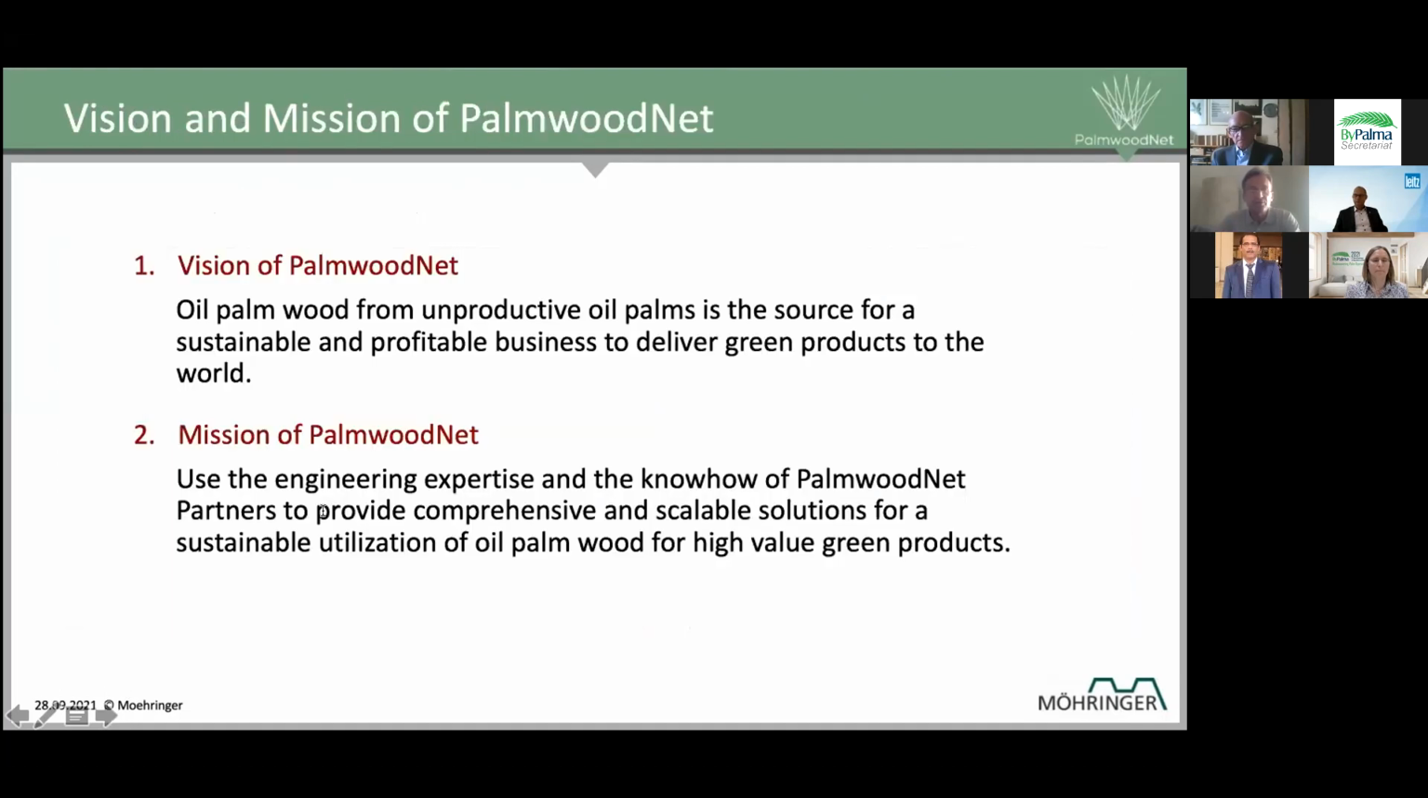The vision of PalmwoodNet is to use this unproductive source to provide sustainable and profitable business to deliver green products. The mission of PalmwoodNet is, using all our engineering expertise and the know-how of the PalmwoodNet partners, to provide comprehensive and scalable solutions for a sustainable utilization of oil palm wood.